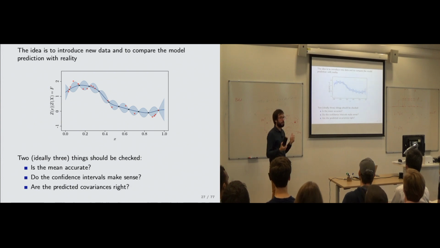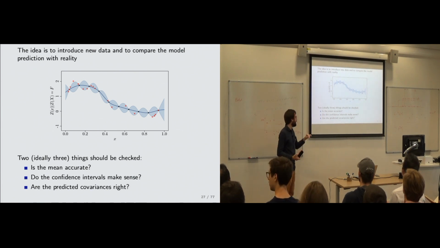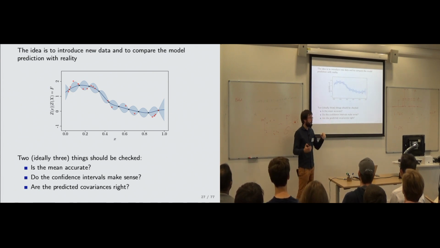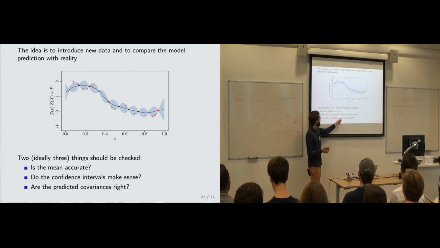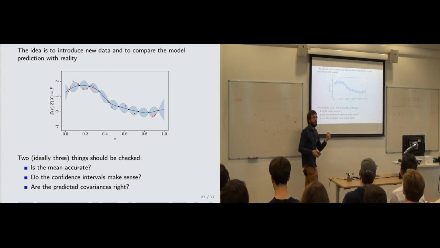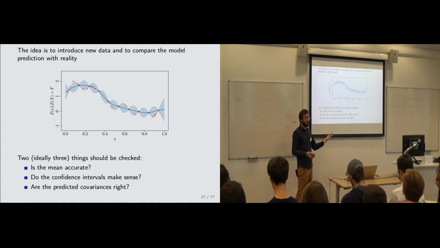So our model predicts a lot of things, right? It gives us a mean prediction, so we should make sure our mean prediction is accurate. The model gives us confidence intervals, so are these confidence intervals realistic? The model also specifies a full distribution, so we have covariances between these points. For example, these 3 points are related according to our model. So is this predicted posterior covariance accurate?